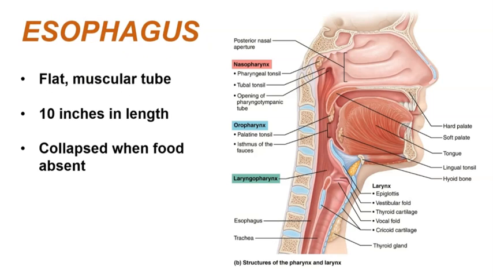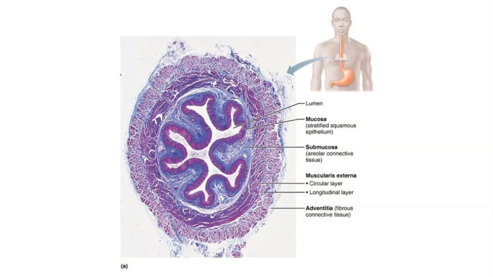The esophagus is a flat muscular tube approximately 10 inches in length that connects the pharynx to the stomach. It is collapsed when food is absent. The esophagus contains all four alimentary canal tunics: the mucosa, the submucosa, the muscularis externa, and the adventitia. The mucosa of the esophagus contains stratified squamous epithelium, just like we saw in the mouth and the pharynx.